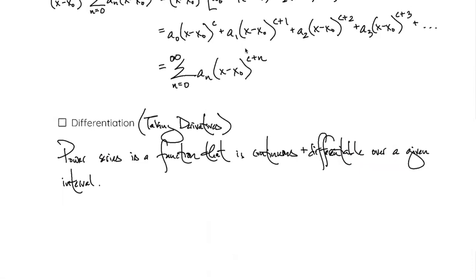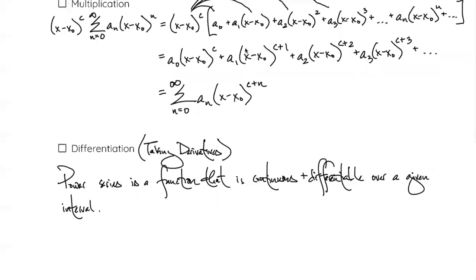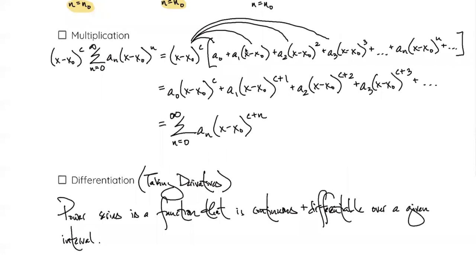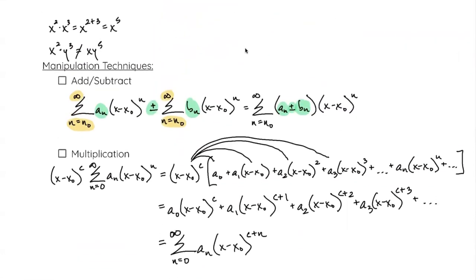Okay, so if we have this being continuous and differentiable, what it means is that if I go back to the original power series and I have this function, I can actually do something called term by term differentiation. We're going to practice this term by term differentiation.